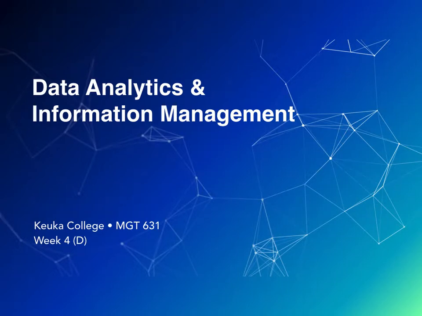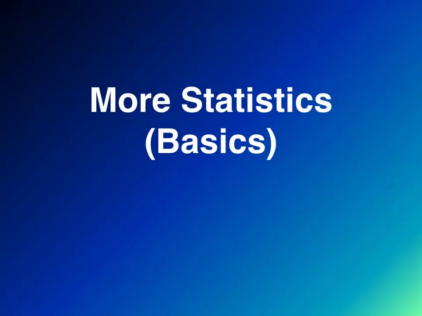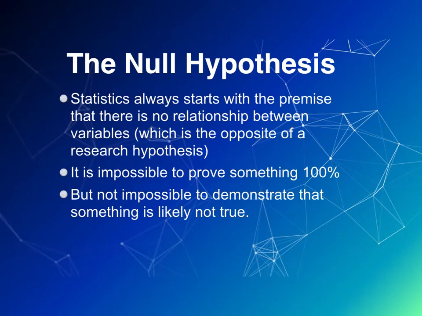Okay, this is a continuation of our basic statistics that we started looking at in week 3. Statistics always begins with the premise that there is no relationship between variables. This is what is known as the null hypothesis. It's sort of a backwards way of looking at things, particularly from a business or research standpoint, when we are actually looking for relationships, looking for correlations.